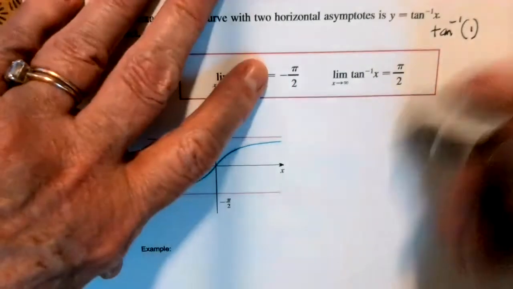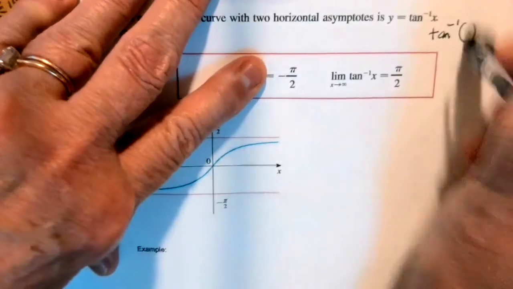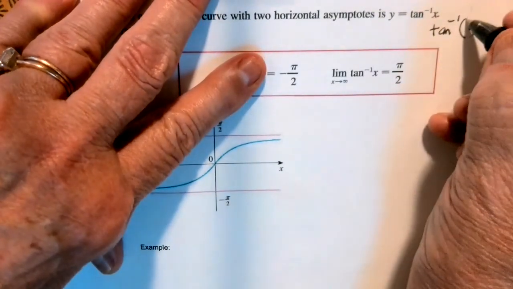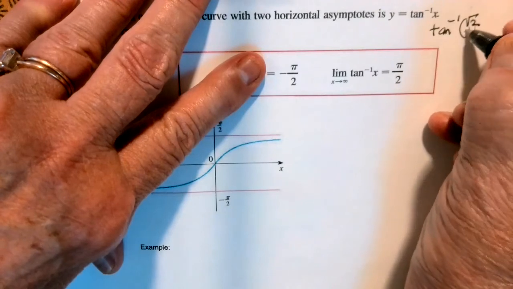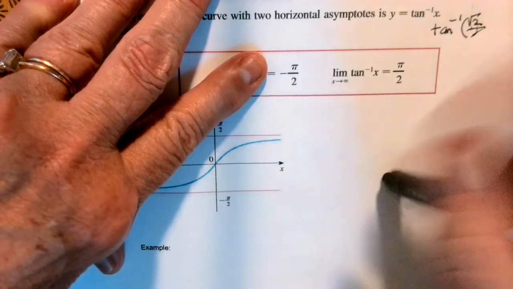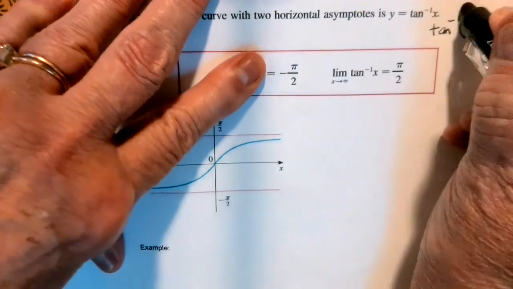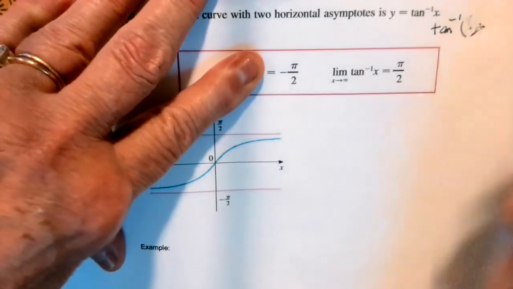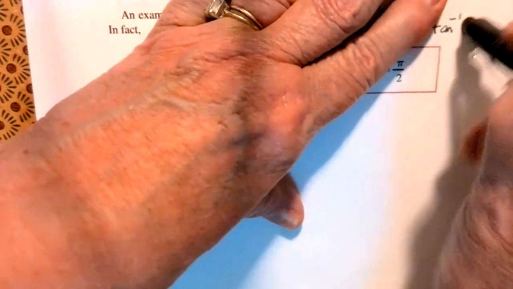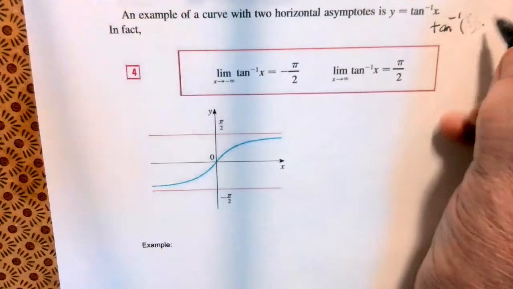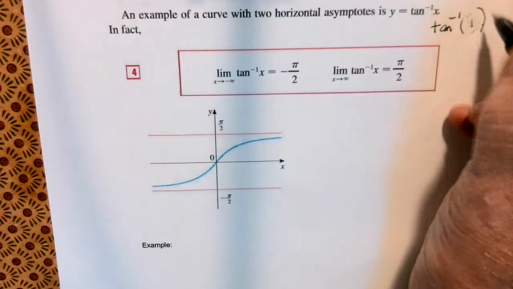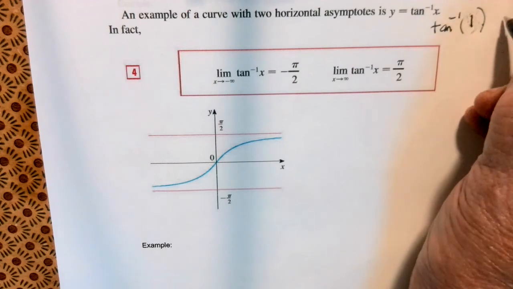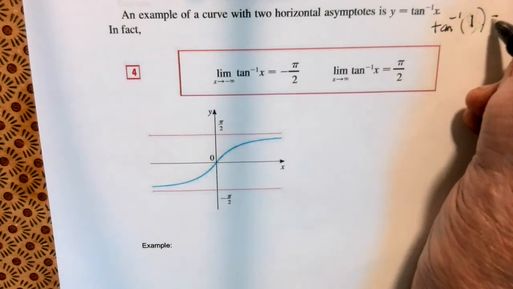Or let's use a different example. Tan inverse of square root of 2 over 2, for example. No, it's tangent, not cosine. What do I want it to be? Let's just go ahead and put 1. Sorry. It means what angle gives me a tangent of 1. And so that would be pi over 4.